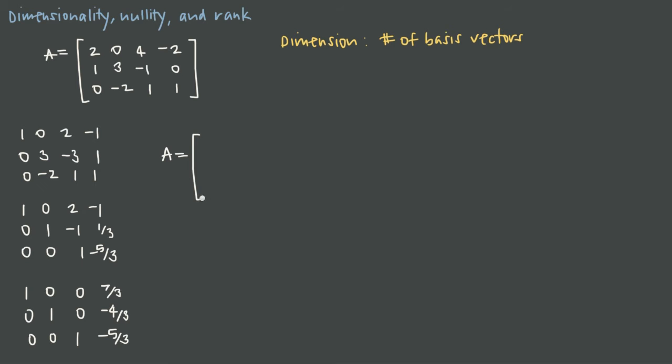So now that we've got this into reduced row echelon form, let's go ahead and put this into proper matrix form again. So we have 1, 0, 0, and 7/3. We have 0, 1, 0, and -4/3, and 0, 0, 1, and -5/3.